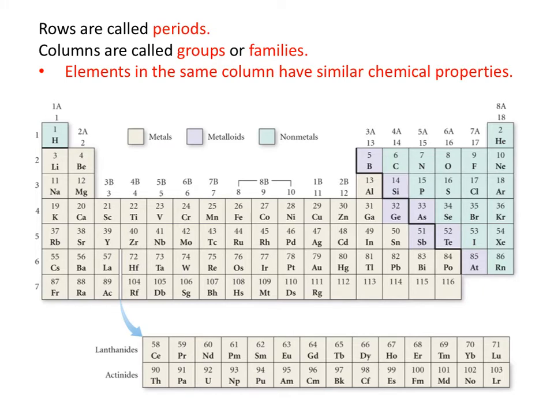All right, so first some terminology. We have names for the rows and the columns in the periodic table. We call the rows periods, and then the columns, because these are elements with similar properties, we call those groups, or sometimes you'll hear those called families. And as we mentioned, the reason we organize the periodic table the way we do is in part because the elements in the same columns or in the same groups have similar properties.